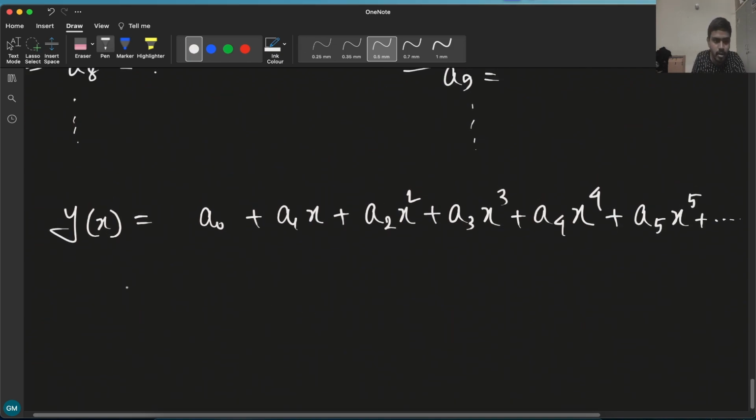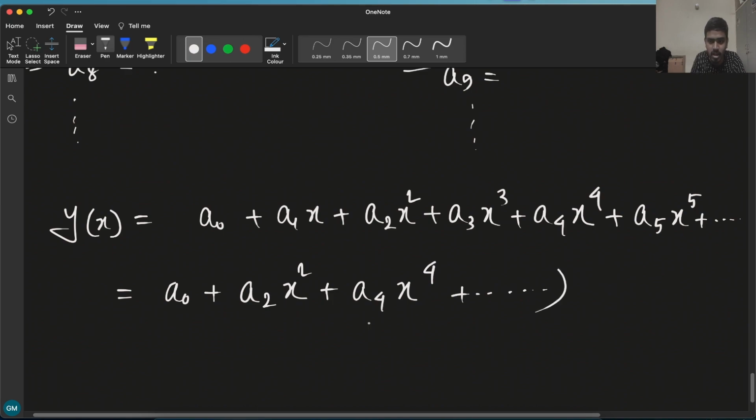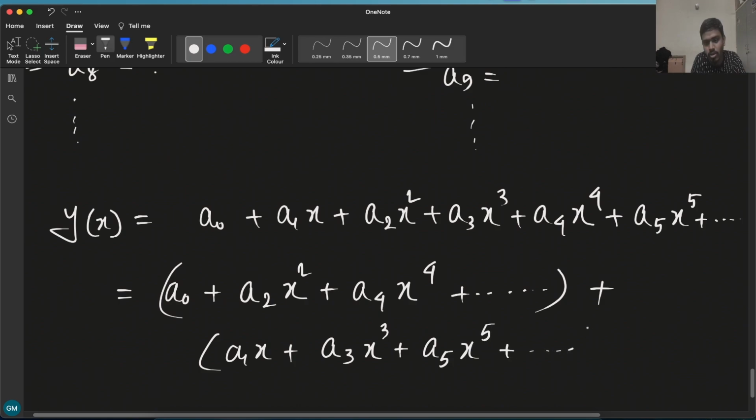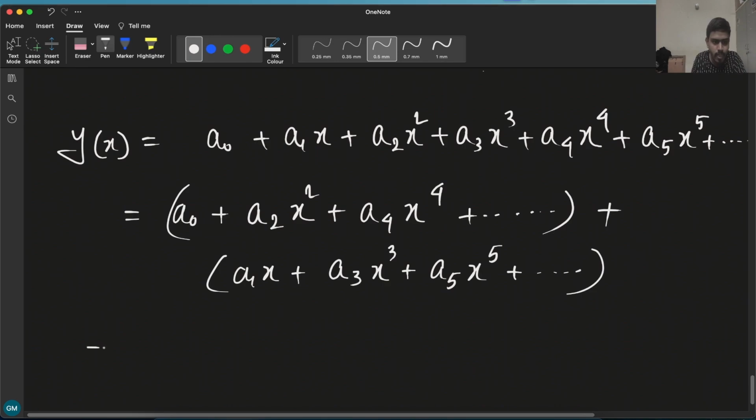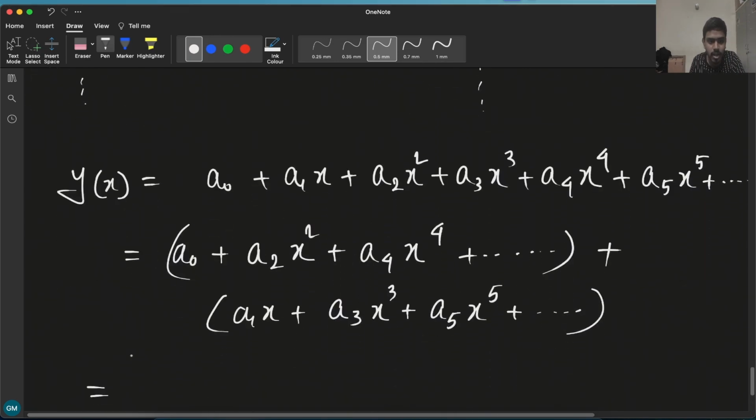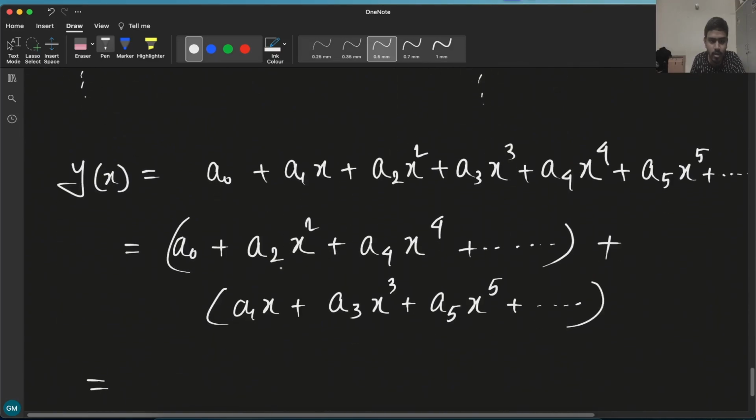Okay, and we know that I can separate it in two series, which is A2 x square plus A4 x to the power 4 plus dot dot, all the even indexed terms, plus the odd one, that is A1x plus A3 x cube plus A5 x to the power 5 plus dot dot dot. And if I write these values, for all these terms like A0, A2, A4, where A0 will be common, I can write A4 in terms of A0, I can write A2 in terms of A0, right?